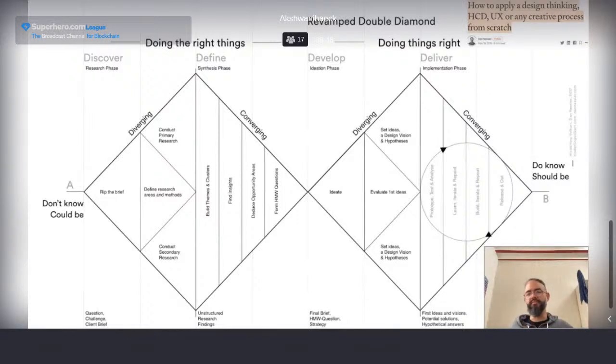So boom, diverging again. Here is the phase in which there are no good nor bad questions. Everything is welcome. We are not judging when we are ideating. Instead, after we finish it and we have a lot of ideas, let's converge those. Let's define in a very specific way what we want to do.